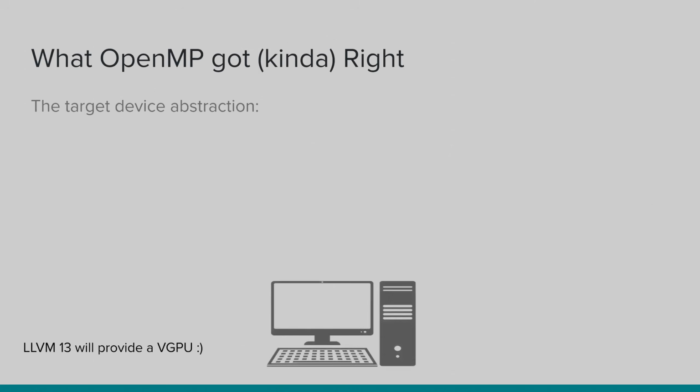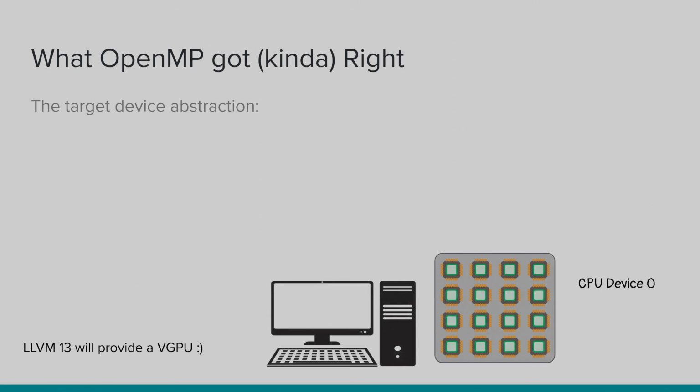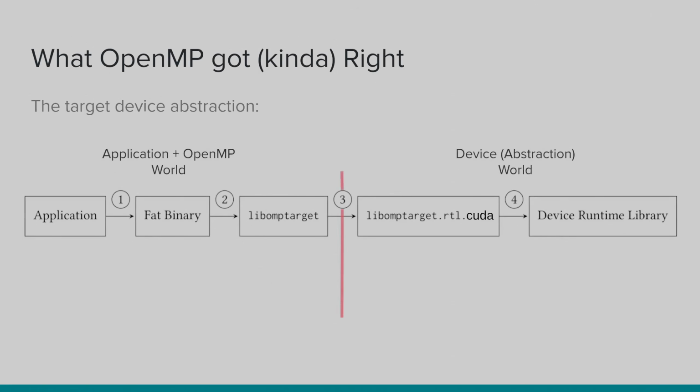And then there is the other use case. You have your own multi-core, and you can offload to the CPU device. But what you're going to be able to do in LLVM 13 is offload to a virtual GPU that runs on your host, but for all intents and purposes looks and feels like a GPU. The programming model, the device runtime, the compilation path, everything is the same as for a GPU, except that it runs on the host, which allows you to do debugging much more easily.